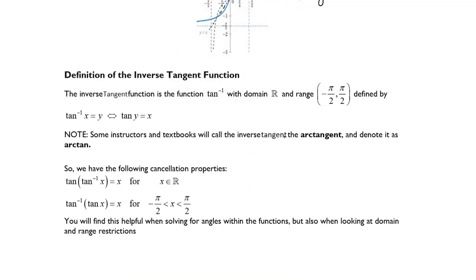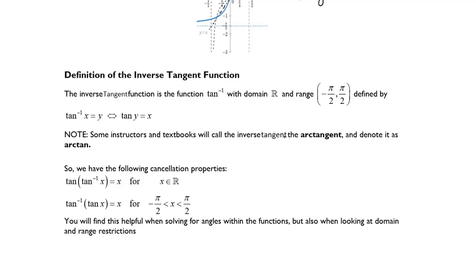Now let's take a look at the definition of the inverse tangent function. The inverse tangent function is the function tan to the negative 1 with domain R, all real numbers, and range negative pi over 2 to pi over 2, defined by the fact that if you take the tan inverse of x, you get y, and if you take the tangent of y, you get x. Note, some instructors and textbooks will call the inverse tangent the arctangent and denote it as the arctan.